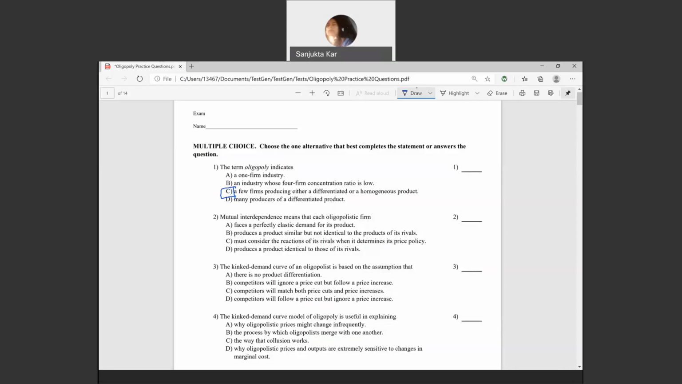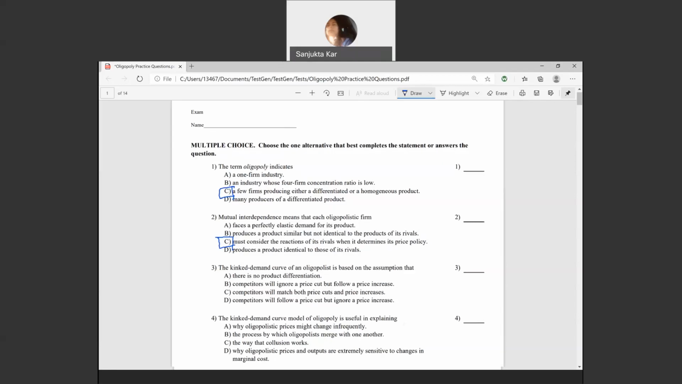Number two, mutual interdependence. This is going to be C here, where it says one firm must consider the reactions of its rivals when it determines its price policy.